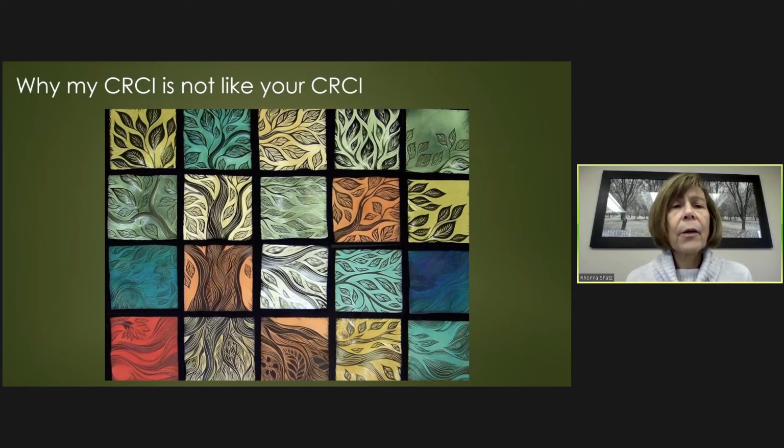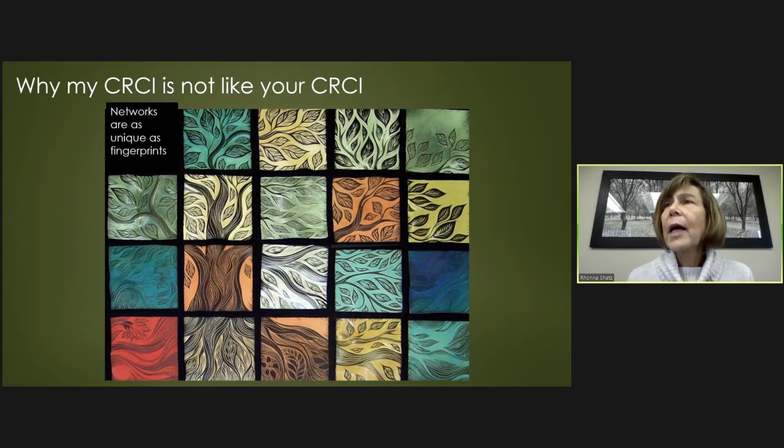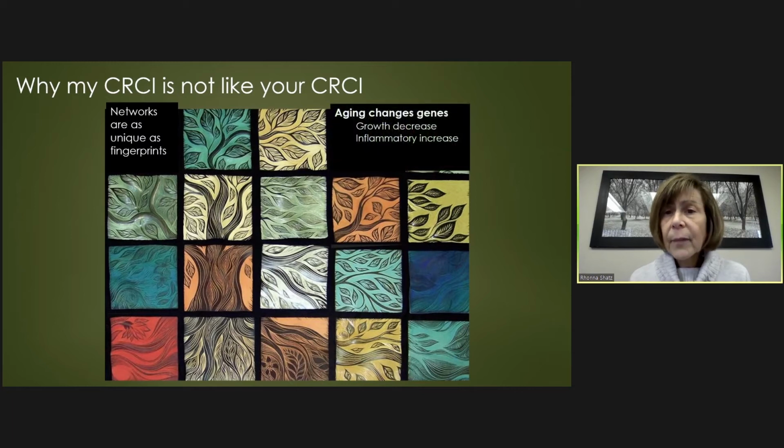What's really important to know when we're looking at cancer-related cognitive impairment is that we're individual. Networks turn out to be as unique as fingerprints. In fact, they're being used as forensic evidence of what's happening to identify people. We know that what age we are makes a difference in terms of what cancer does to us and what the treatments do to us, because aging changes genes. It overall decreases the factors that promote growth and increase the factors that prune and destroy synapses and dendrites.